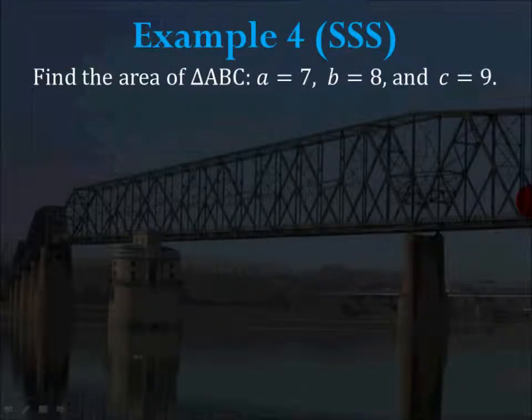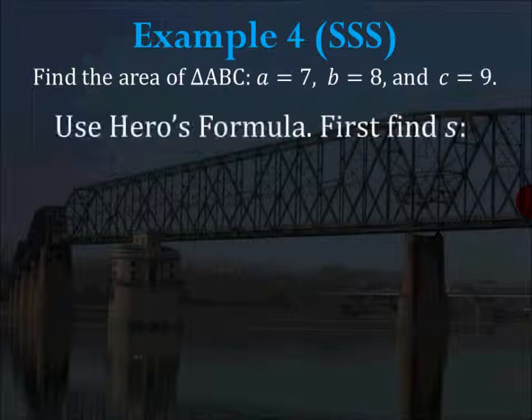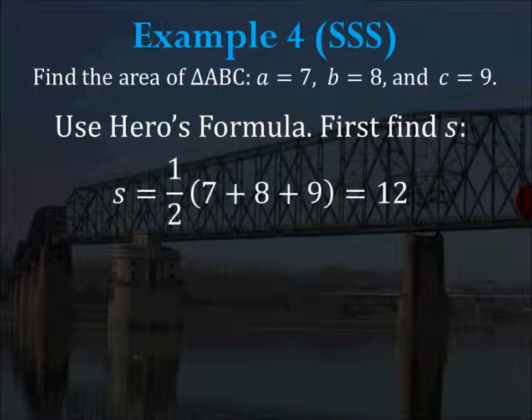Alright, this is example 4. We have the SSS scenario. So we have A is 7, B is 8, C is 9. Find the area of triangle ABC. All you're going to have to do is use Hero's formula. So first you need to find the semi-perimeter S: 1/2 times the perimeter, which is 1/2 times 7 plus 8 plus 9. If you add those together, you multiply by 1/2, you get 12.